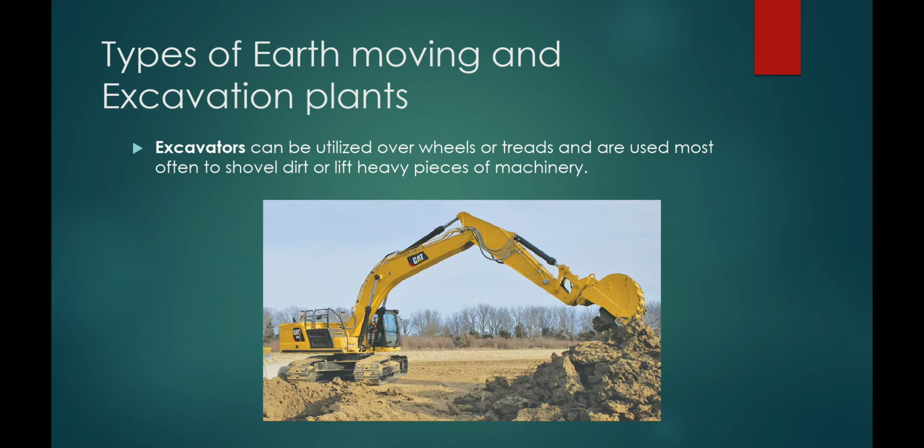Types of earth moving and excavation plants. Excavators. Excavators can be utilized over wheels or treads and are used most often to shovel dirt or lift heavy pieces of machinery. And as you can see in the picture below, it is pretty obvious due to their long bucket arm attached to a cab which pivots. And excavators are operated by a worker who in the cab has a high visibility over the work area.